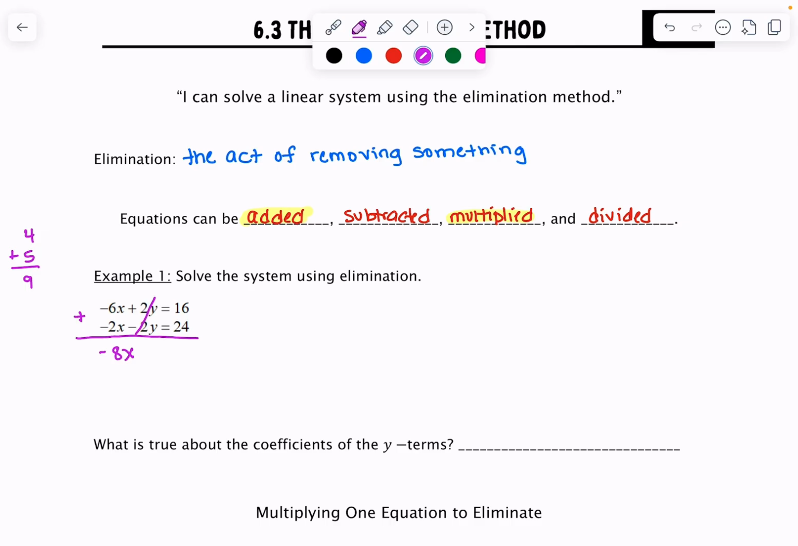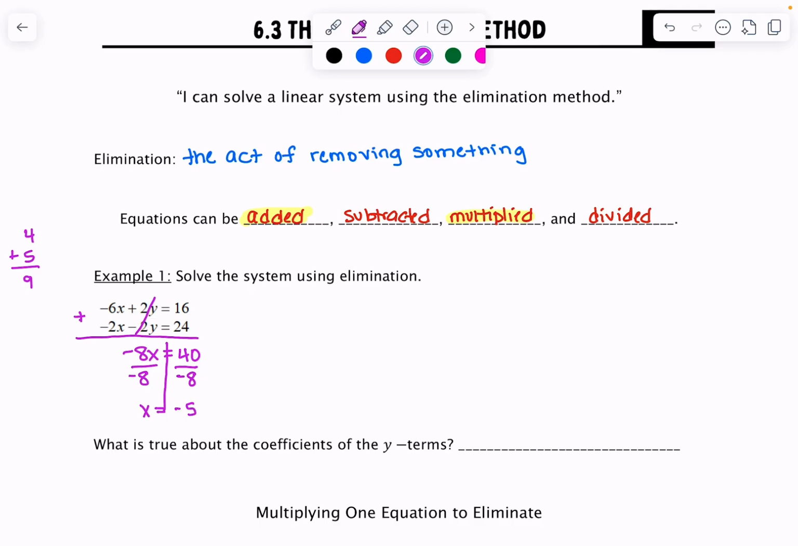They're gone. And then we can say equals 16 plus 24, which is 40. Now I've eliminated the y variables, which is really nice. And now I have an equation that I can solve really easily. I can divide both sides by -8 and get that x equals -5.